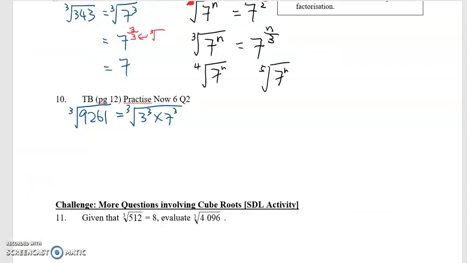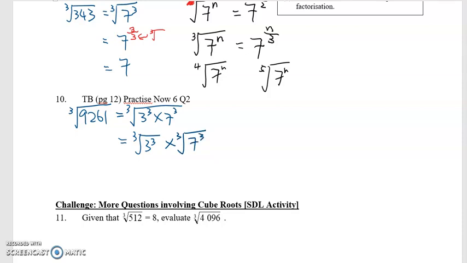Okay, so I'll write that in. So the cube root of 9261 is the cube root of 3 cube times 7 cube. Now, very similar to the special property of square roots, I can break this up into the cube root of 3 cube multiplied by the cube root of 7 cube.